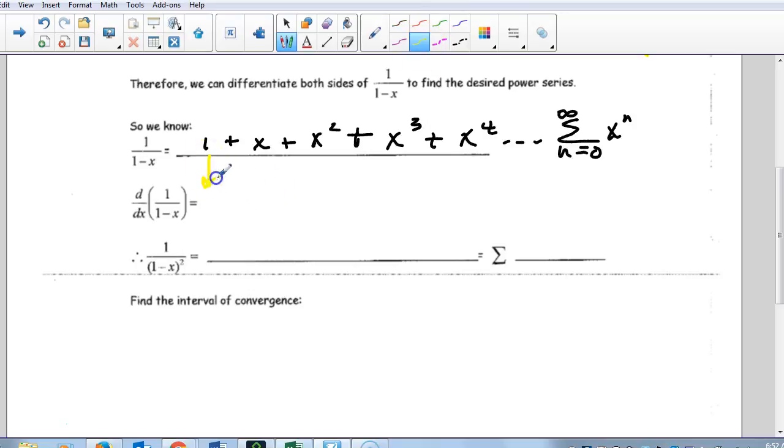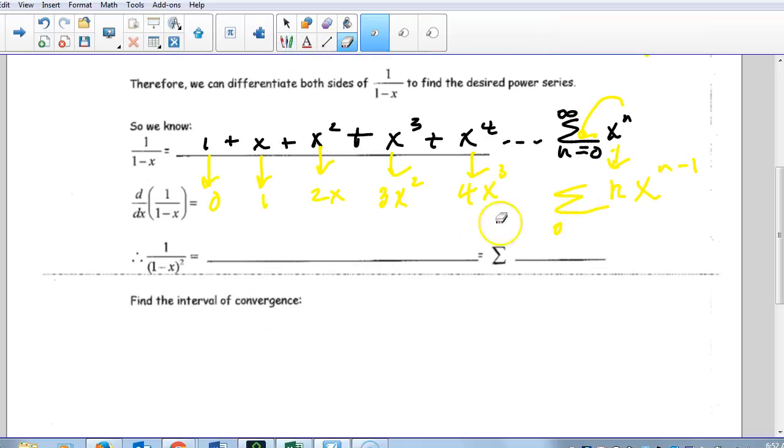So take the derivative of 1, that's 0. Take the derivative of x, that's 1. X squared becomes 2x. X to the 3rd becomes 3x squared. X to the 4th becomes 4x cubed. What about x to the n? Think about what you're doing. I'm subtracting 1 from the exponent and multiplying by that. So I'm bringing down my n. So I'm going to have n x to the n minus 1, from n equals 0.